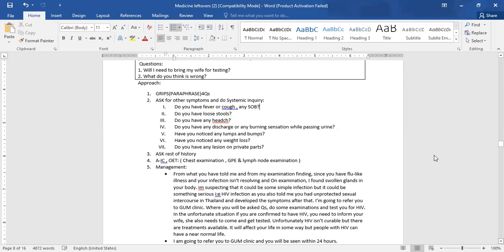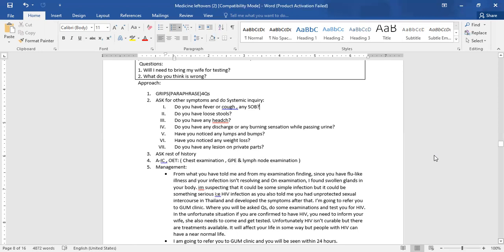Like, what is it? From what you have told me and from my examination findings, since you have flu-like illness and your infection isn't resolving, and on examination I found swollen glands on your body, I'm suspecting that it could be some simple infection, but it could be something serious, and that is HIV infection, as you have told me that you had unprotected sexual intercourse on that island and developed the symptoms afterwards. Then let the information sink in.